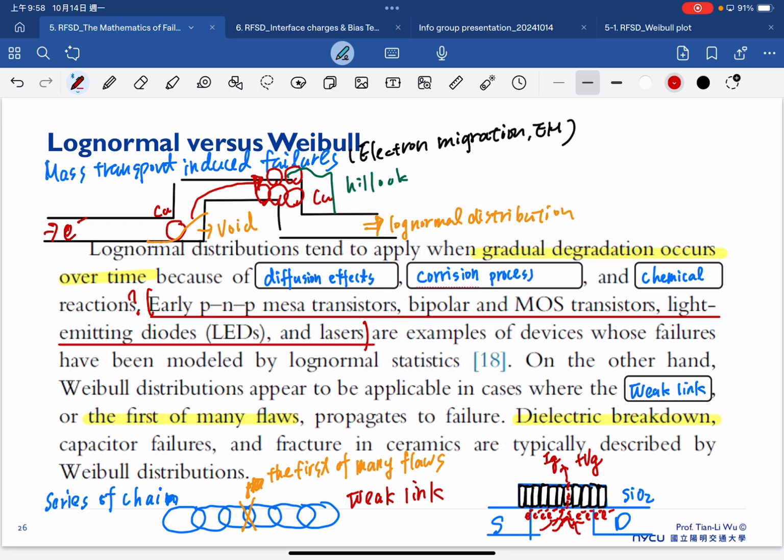So as long as this region is broken, once it is broken, it becomes leaky. That means it has a very, very low resistance. And therefore, all the electrons will now prefer to flow through this region, and in the end induce a huge leakage current. So now you can see this exactly fits the concept of the first of many flaws.